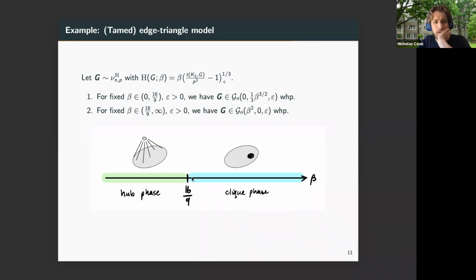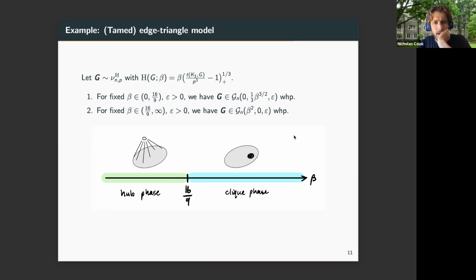Okay, and then as soon as you cross this threshold 16/9, then with high probability, it switches to an Erdős looking graph with a planted clique of size beta squared p to the delta over 2 times n. Okay, so this is a sort of phase diagram.